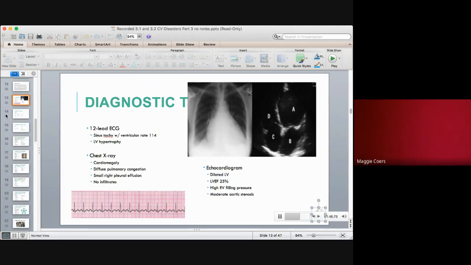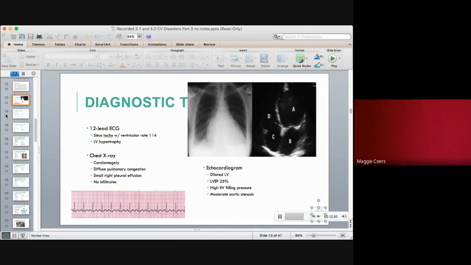Okay, so no infiltrates means there are no signs of pneumonia causing her shortness of breath. If there were infiltrates, we would look for pneumonia. Again, the little gray spots down here at the bottom are the pleural effusion. And there's diffuse pulmonary congestion throughout, these spots in the lung.